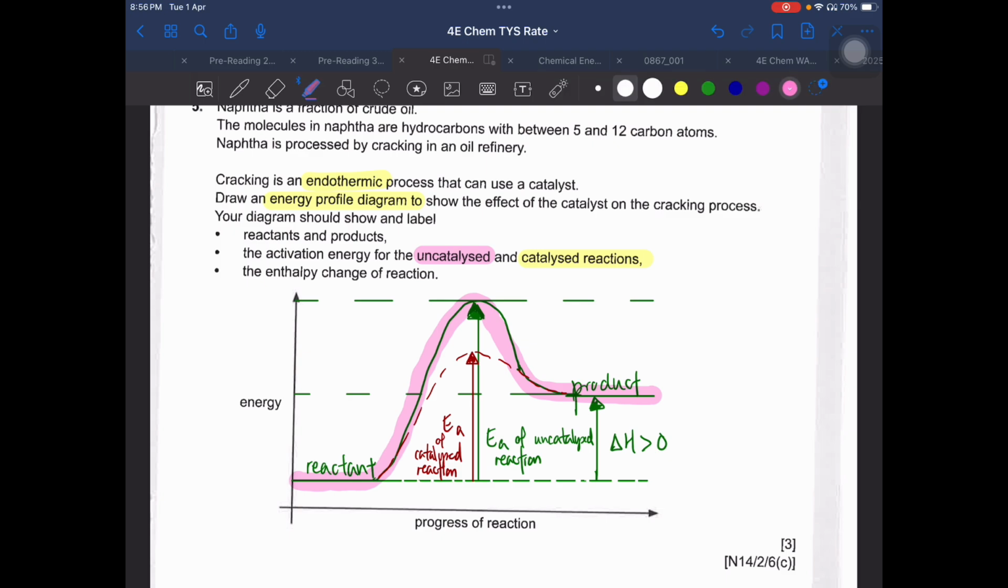When there's a catalyst, that means when you put in a catalyst now, the reaction should have a lower activation energy. That's where the peak of your mountain will actually fall lower. So I'm using a dotted line here, or the yellow highlighted line, to represent the catalyzed reaction. This time around, your activation energy similarly will start from where the reactant is, but it will peak at the lower mountain. And this is your activation energy of the catalyzed reaction. Okay, so this is how we go about drawing the endothermic process energy profile diagram, whether there is no catalyst or when there is a catalyst.